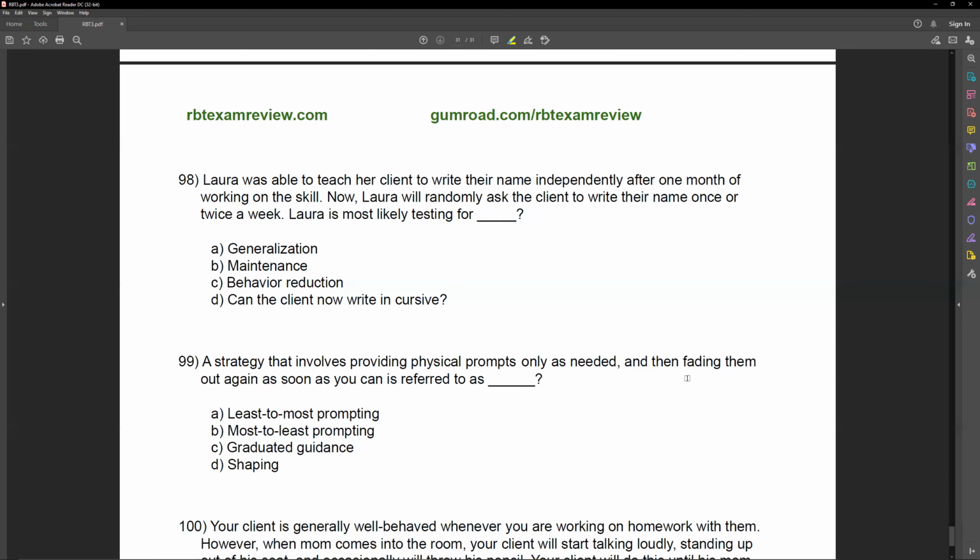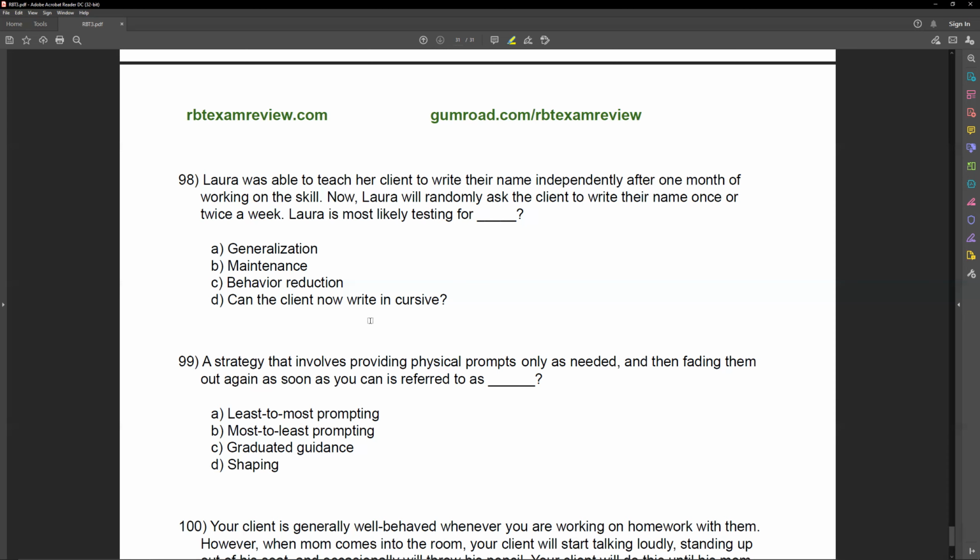Maintenance is the ability for a skill to persist or remain even after learning has stopped. So even after Laura has stopped teaching her client to write their name independently, Laura still wants to know, can you do it? Laura is testing for maintenance. Think about when you learn a skill, and if you don't work on that skill for a while, what happens? It starts to go away. You want to make sure you're maintaining that skill as much as possible. That's why we run maintenance trials. In this case, Laura's running maintenance trials.